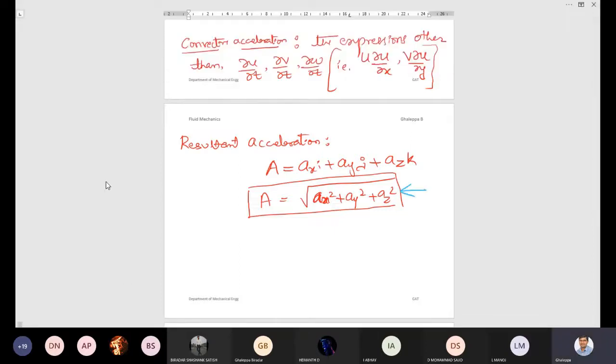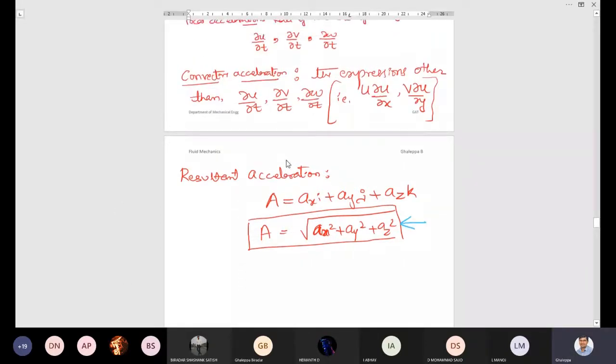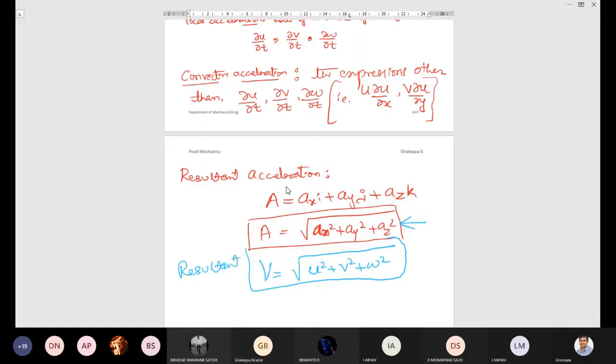Here is the resultant acceleration, and where we have written resultant velocity, again I will write here only. Resultant velocity v is square root of u square plus v square plus w square. This is the resultant velocity. This is the resultant acceleration. So these are local acceleration, convective acceleration, resultant velocity, and the resultant acceleration.